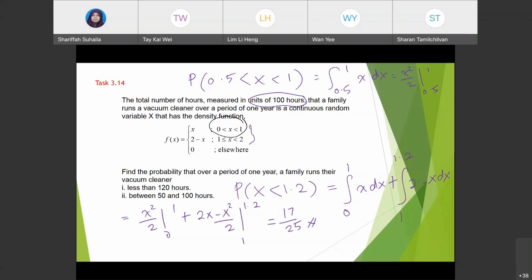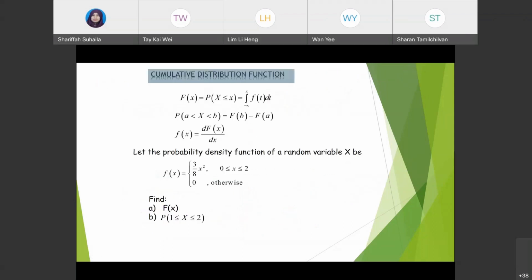Again, if you want to check or verify whether this is your PDF, your fx must be greater than or equal to 0, and your integration over the range must equal 1. If you don't have any questions, I will proceed with this.